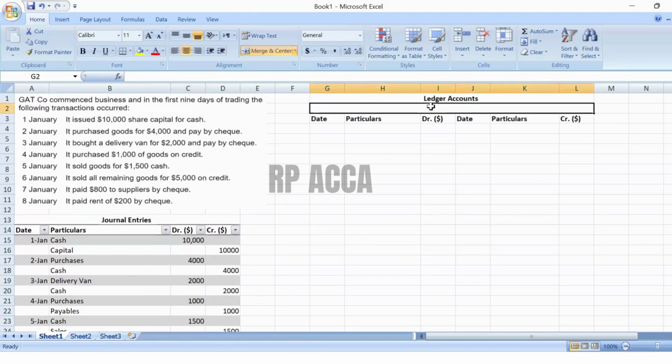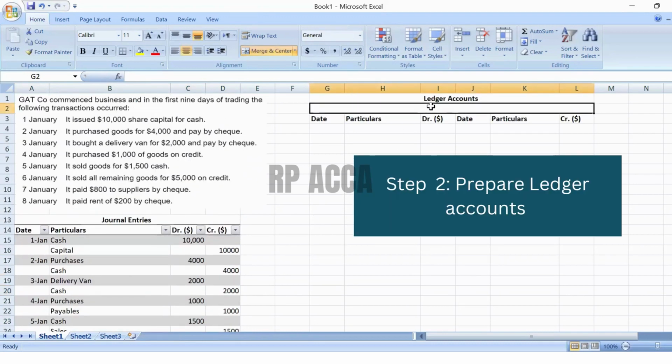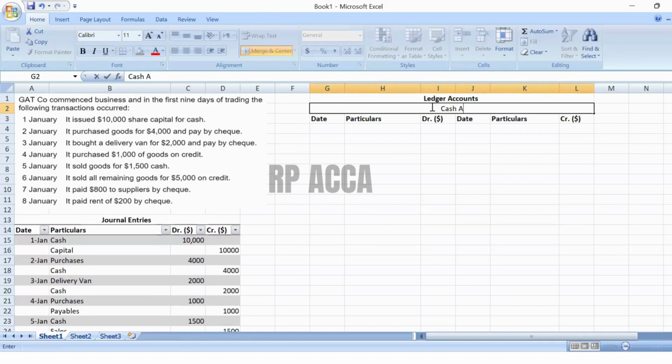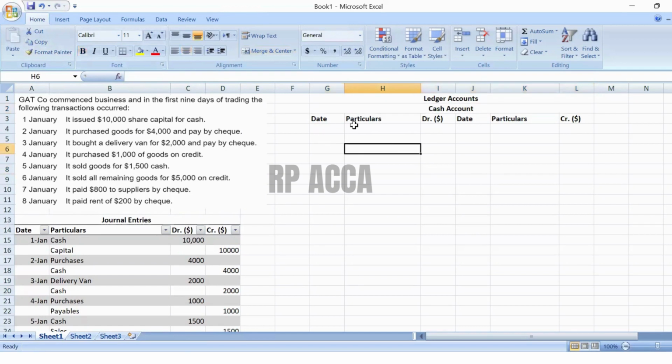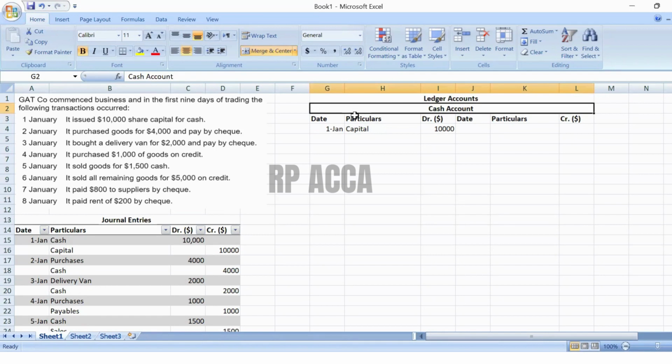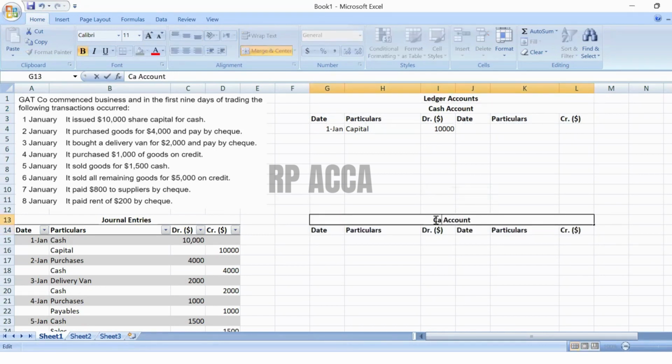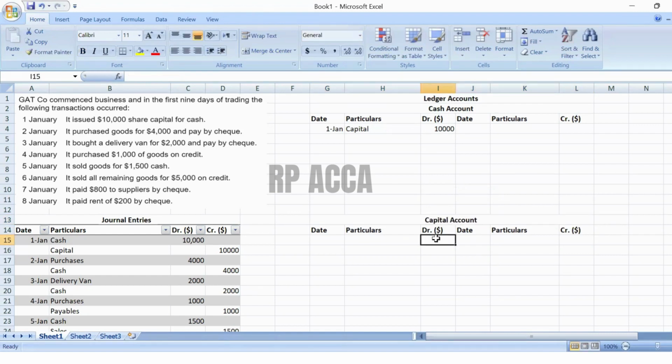Now let's move to the second step, which is preparing ledger accounts. First entry involves 2 accounts, cash and capital. Let's create cash account. Cash account is debited here. So on debit side, we write the other account name, which is capital here, to say cash has come in the form of capital. Now let's leave some space for cash account and create capital account. In capital account, it's on credit side, but we put in particulars the other account involved, which is cash.